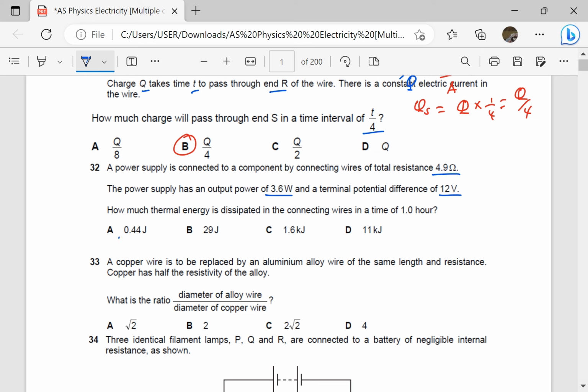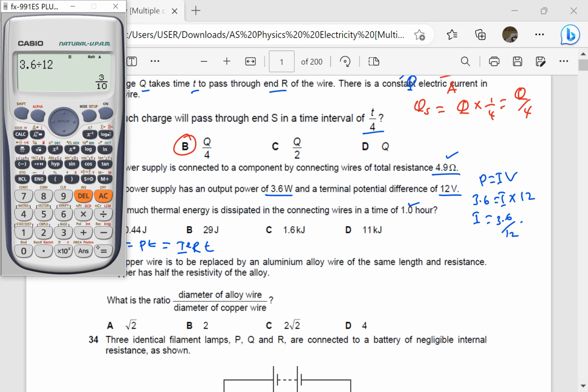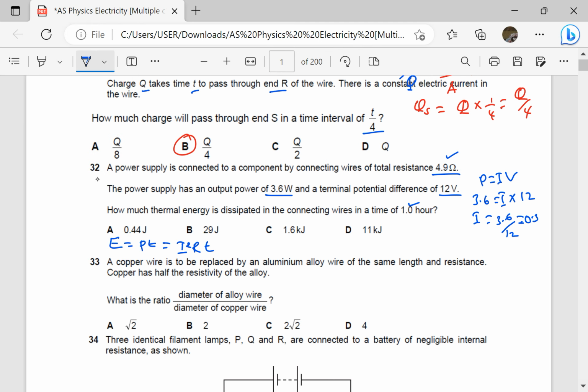So we know that energy is equal to power times time. The time is 1 hour, but power dissipated is equal to I squared times R. The only thing I need to find is I, because I have R and I have T. So from power equals IV, for a power of 3.6, it is I times 12, which means the current I is equal to 3.6 divided by 12, that is 0.3. So the current is 0.3 amperes.